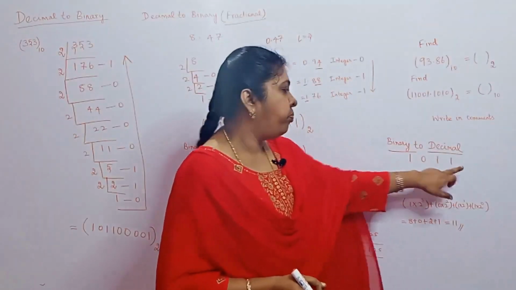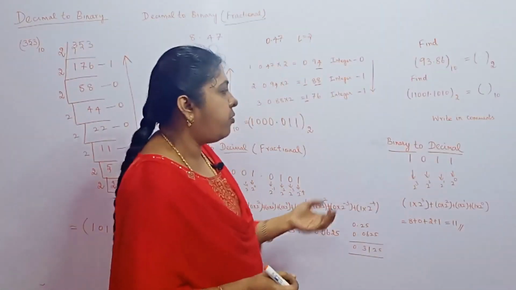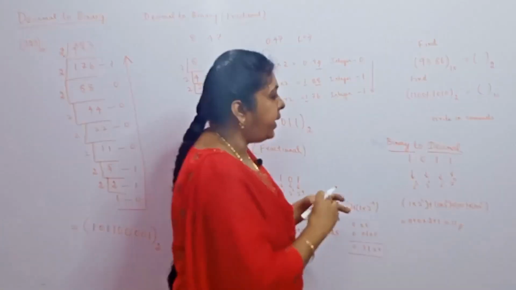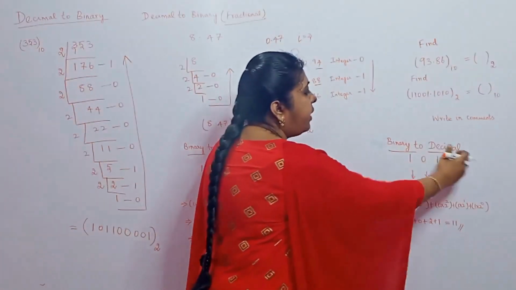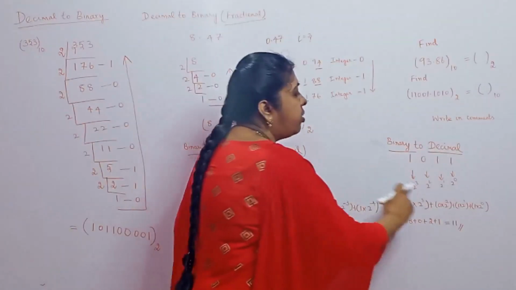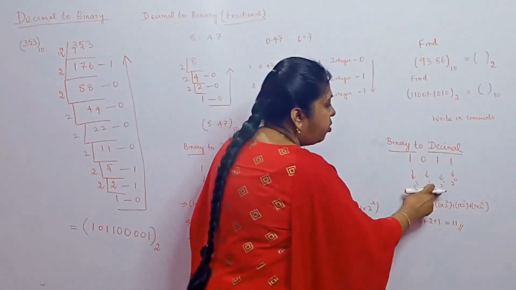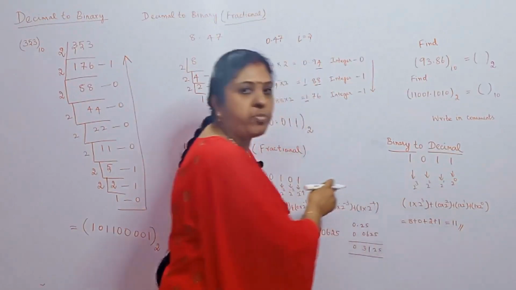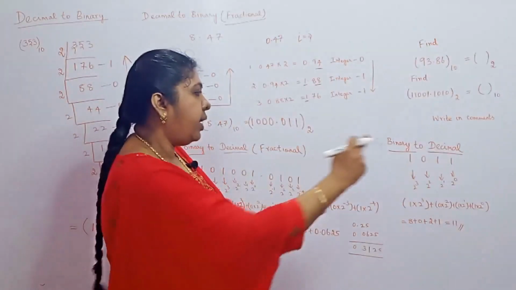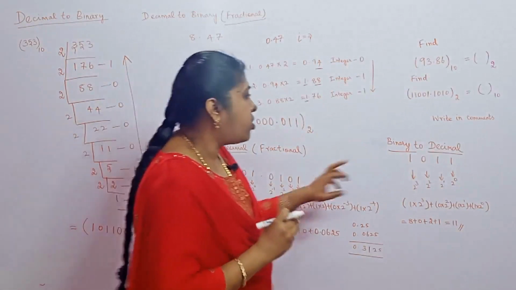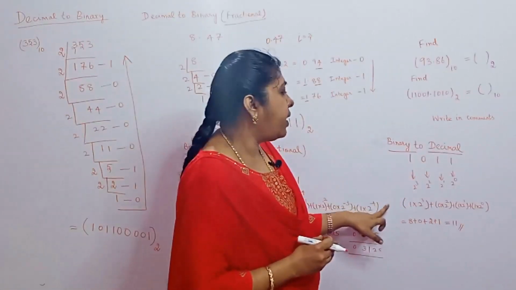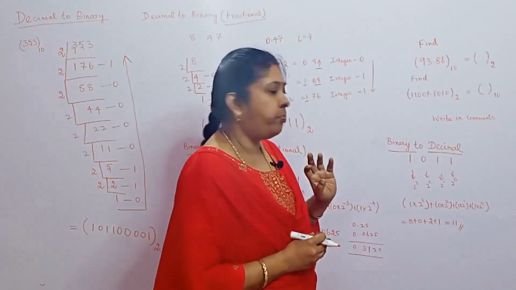1011. Consider a very small example for your easy understanding. Here we can calculate the weightages from the right side to the left side. So 2 power 0, 2 power 1, 2 power 2, 2 power 3. The weightages keep on increasing from the right to the left. So again we have to multiply these weightages and then add all those products.